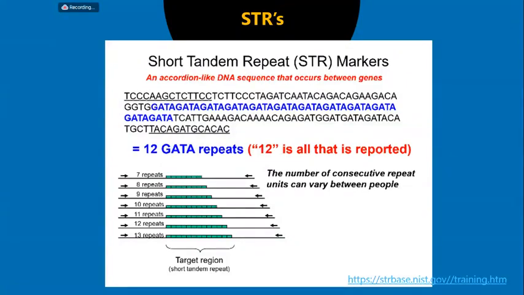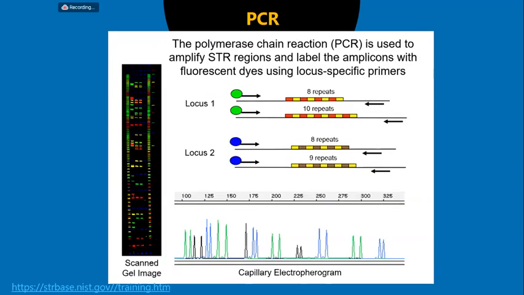This slide is taken from the NIST website STRBase. STRBase has a lot of good training materials and PowerPoints, and that's a good resource for you to go to get more information. Next slide. And this is another one from that same website that shows how PCR works. It's used to amplify those specific STR regions with the fluorescent dyes. And so you can see the different repeats. And then the bottom is how that data is generated so we can visualize it using capillary electrophoresis, which is going to be our next step. Next slide.